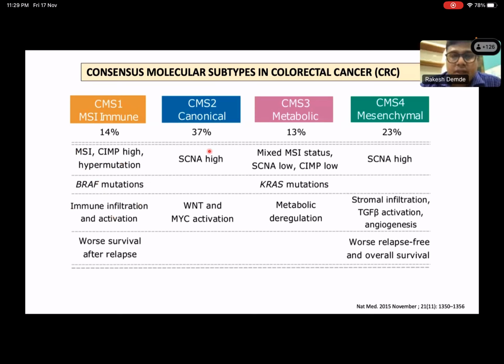Then you have the second molecular subtype where WNT and MYC activation is seen, where the APC WNT pathway is commonly involved. This is around 37% of our colorectal cancers. We have a third category where metabolic pathways are generally altered, along with KRAS mutations. So whenever KRAS mutations are present and metabolic pathways are affected, you can subclassify the colorectal cancer in this category. We have the last, mesenchymal, as I have already told, where TGF beta activation leads to mesenchymal formation of a particular epithelial carcinoma, and it has worse relapse-free survival. In category 1, whenever there is a relapse, it will have a worse survival. For the other 2 categories, the survival has not been defined.